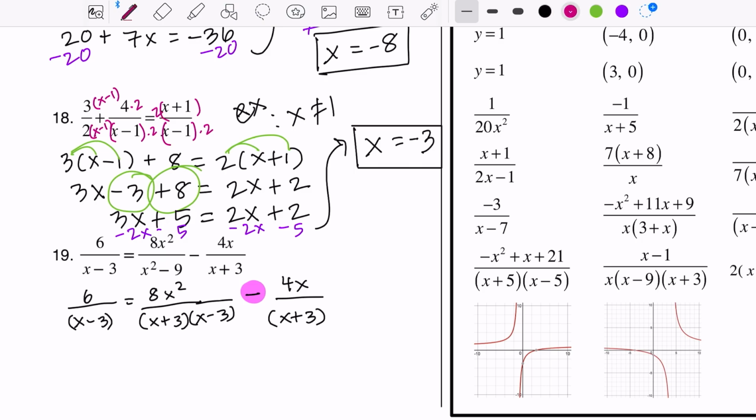So the goal is to make all the denominators identical. This middle one has an x plus 3 and an x minus 3, but this first one doesn't have that x plus 3. So now it's identical. And then this last one doesn't have the x minus 3. So I'm going to put the x minus 3 up there. And now they're all identical.